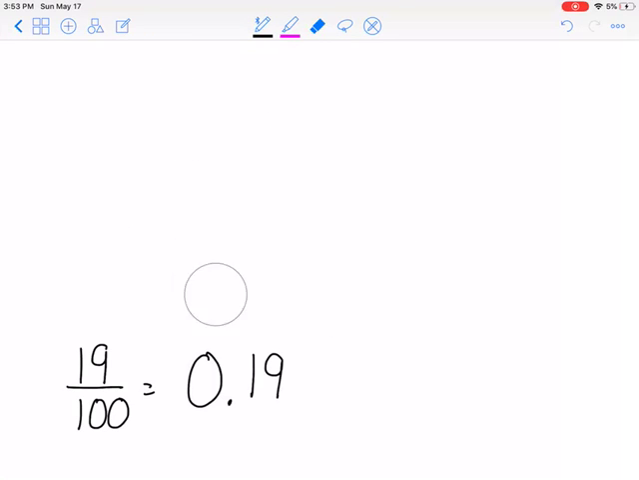Now we're on to the next set, which is going to get a little bit more challenging. So the first one is 3/10. Now, you're not going to have a decimal in the hundredths place because the denominator is only 10. So you would write this as 0.3, 3/10. Okay, 1/2.